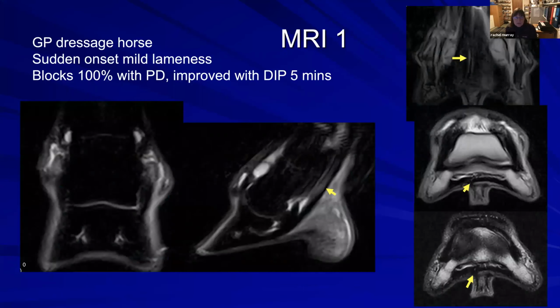I think this is an interesting one. This is a Grand Prix dressage horse which had a sudden onset mild lameness, which blocked to a parasagittal and improved with a DIP joint block. We can see this horse has got a deep digital flexor tendon injury, and this is probably significant.